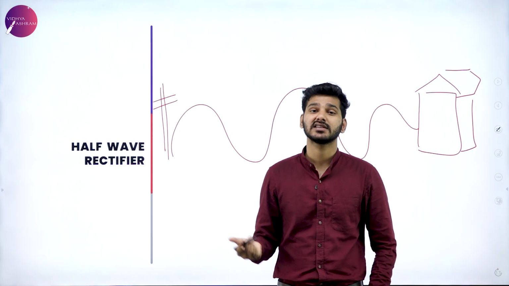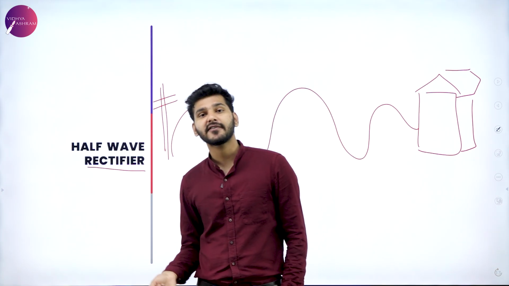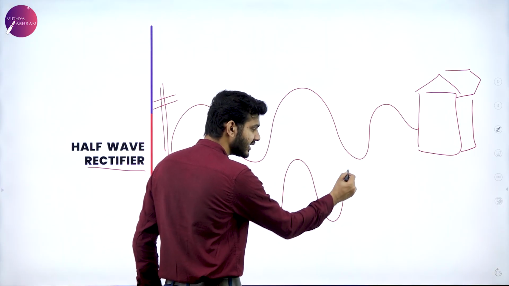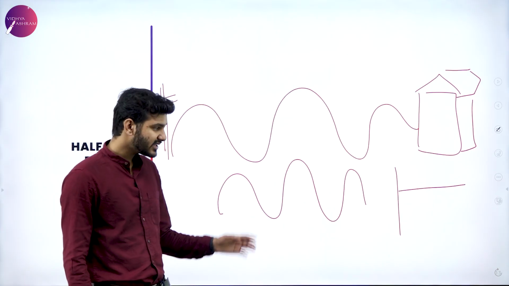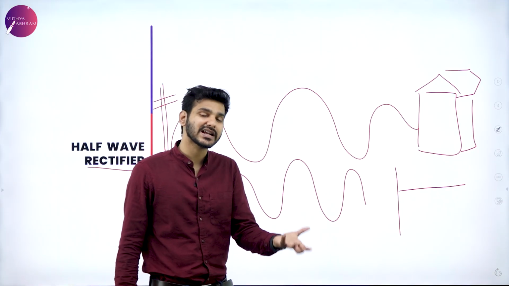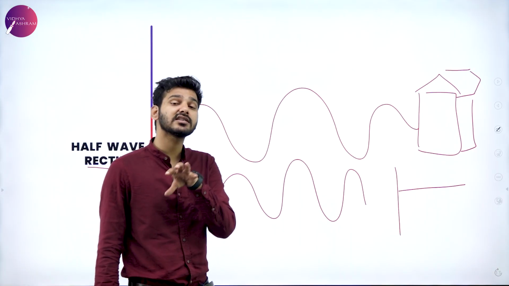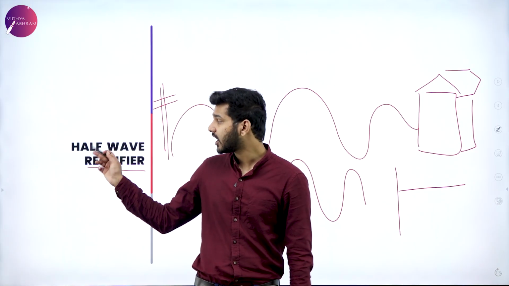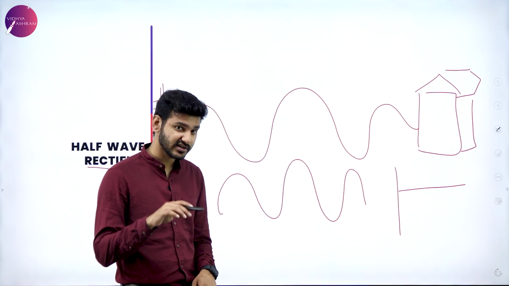The answer is in the last chapter, that is, rectifiers. Rectifiers are devices which convert AC current into unidirectional DC current. This conversion of AC into DC using a rectifier is known as rectification, and the device used for this is the rectifier. Now we have two types of rectifiers: the half-wave rectifier and the full-wave rectifier. So what is a half-wave rectifier?